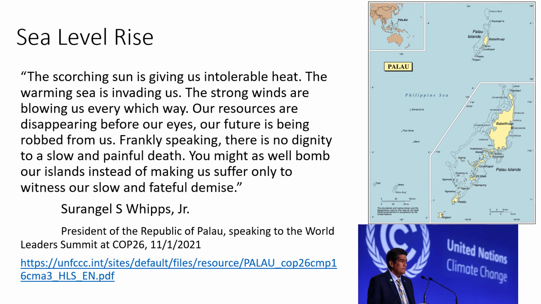So I want to share this quote with you guys. It's about sea level rise. It's from the president of the Republic of Palau. He was speaking at the World Leaders Summit at COP26, which is the conference of the parties for essentially the UN's climate agency, their conference of parties in 2021.